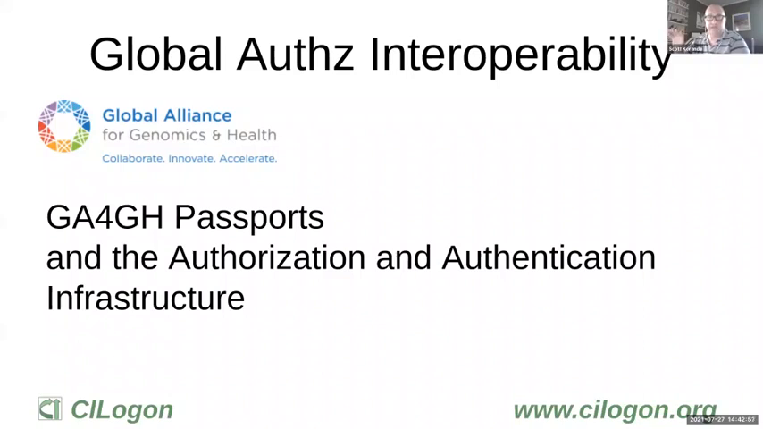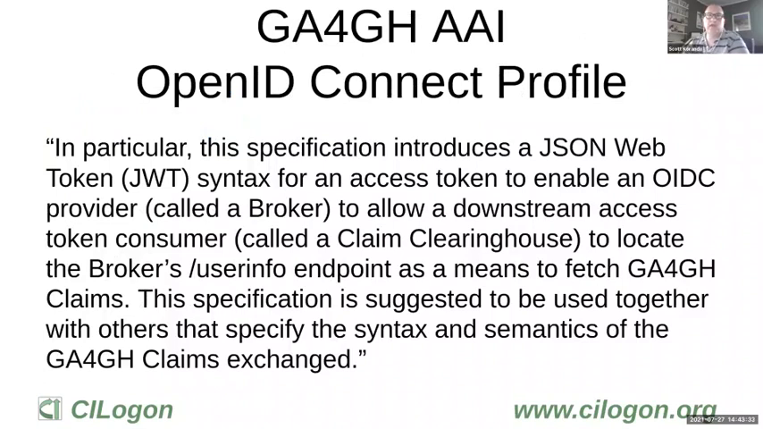And so then we pivoted and began to look at authorization. And the way that this community is addressing global authorization interoperability is through this group, the Global Alliance for Genomics and Health, or GA4GH. And this somewhat large group got together and came up with this notion of an authorization and authentication infrastructure and something called the GA4GH passports. And so if we go look at their OpenID Connect profile and look at this definition of a GA4GH passport, what we read is that this really is just a JSON web token with particular syntax that allows people to gain access to data.